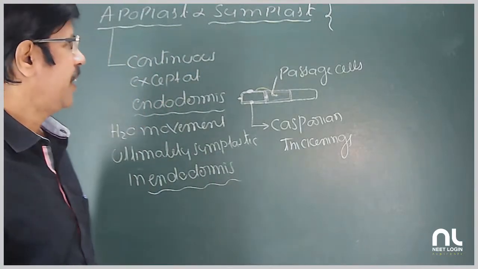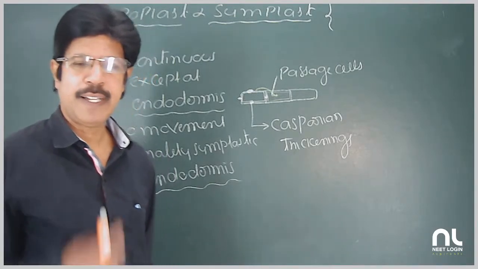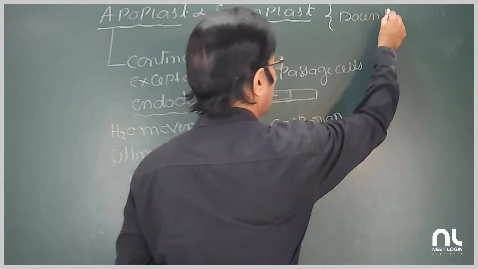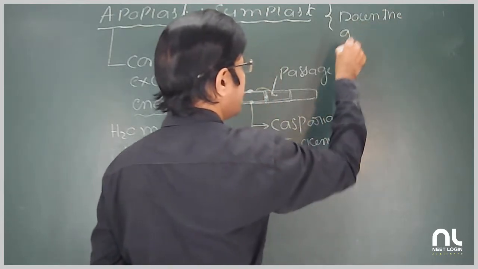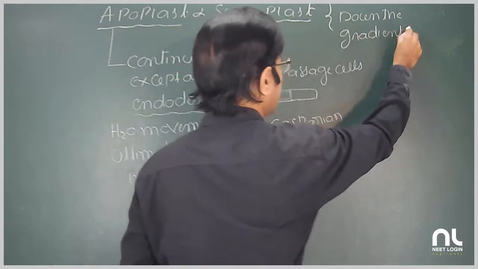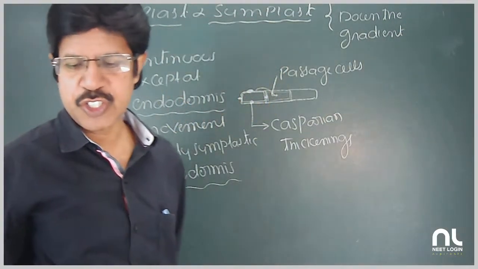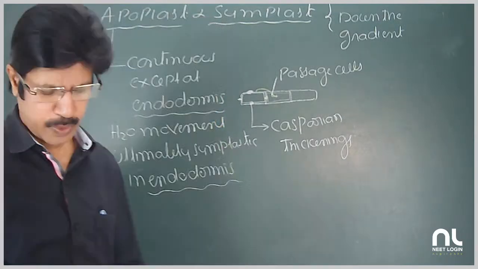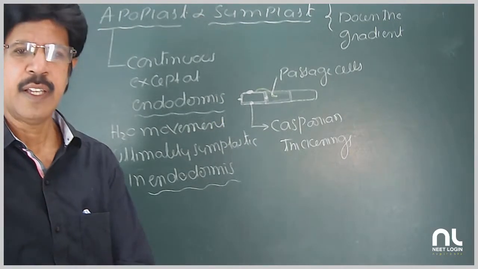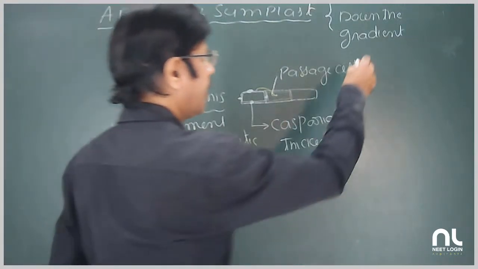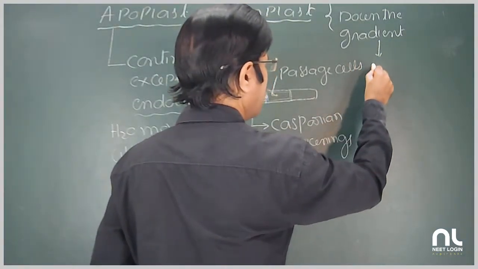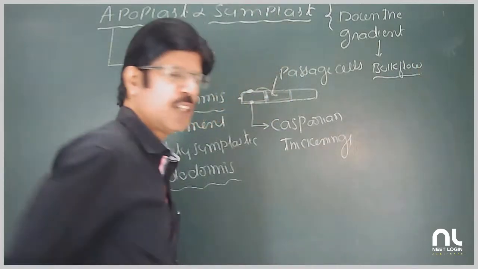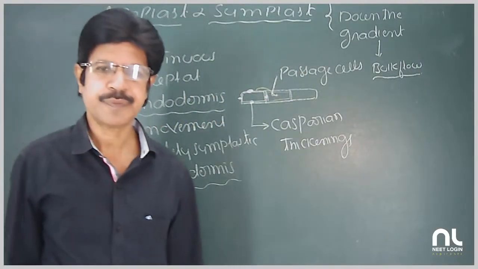And both in apoplast and symplast, water moves down the gradient. That means high concentration to low concentration. It is like bulk flow, high pressure to low pressure. Got it clear?